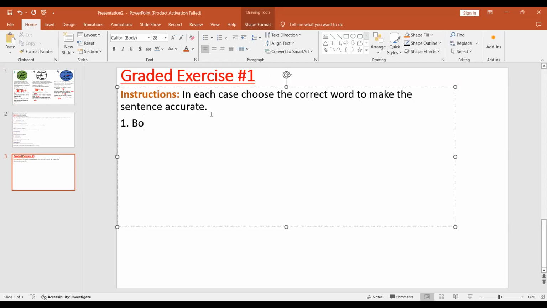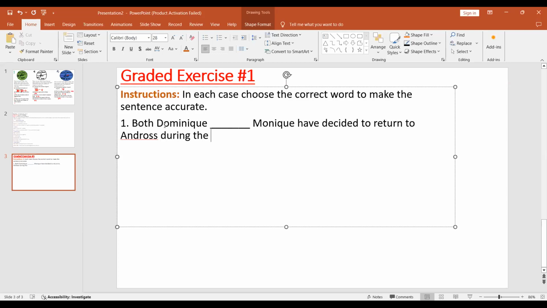I can say: Both Dominique, blank, Monique have decided to return to Andros during the Easter break.